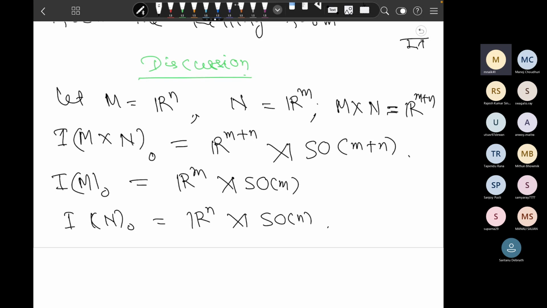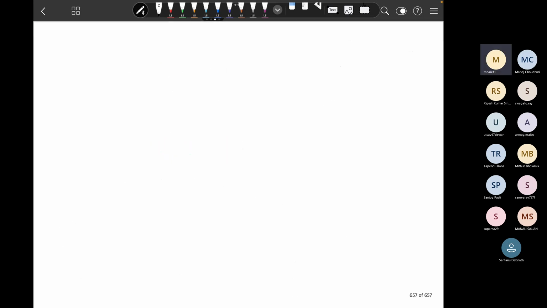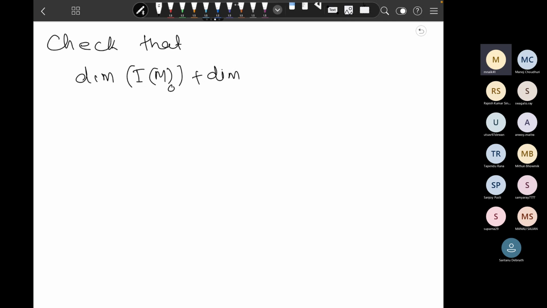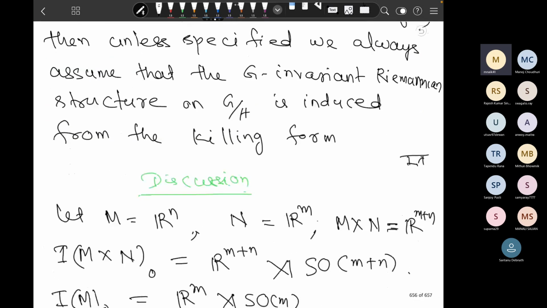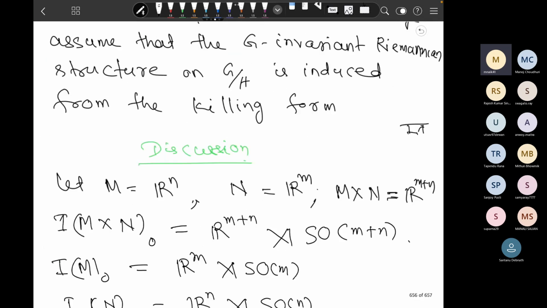So you can check this thing. Check that. So dimension of I(M) plus dimension of I(N), these are same. I(M) naught is not equal to really dimension of I(M cross N). In general, for small n, probably M is equal to 1 or something, probably they might be same, but it is not same in general.